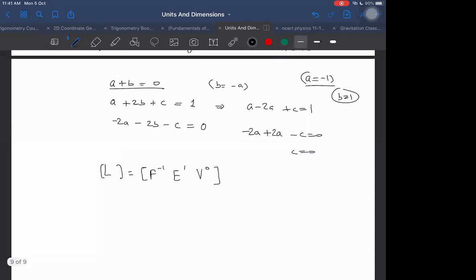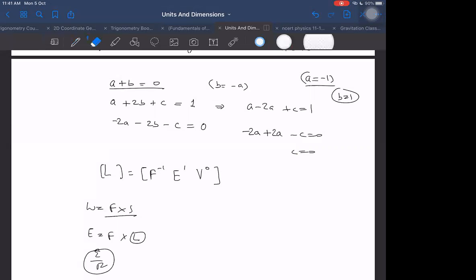This was a very simple example. In order to find this relation, I would not need to do all this, because I already know work done is equal to force into displacement. So I already know energy has dimensions of force into length, so length will have dimension of energy by F. There is nothing new we are deriving. But sometimes it may not be that simple to tell in the beginning itself, so therefore I went through this way.